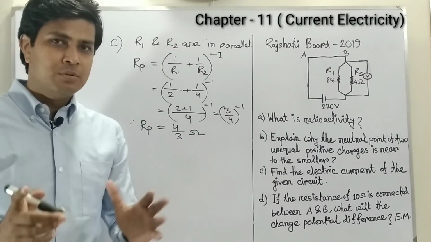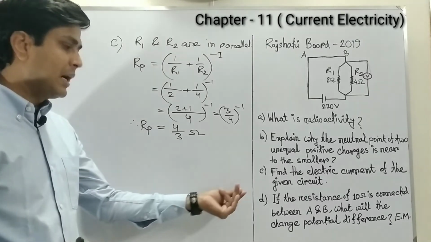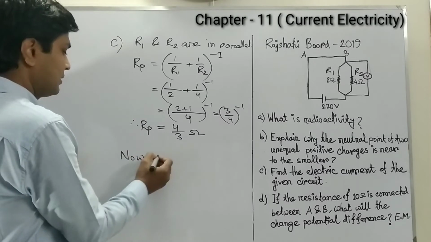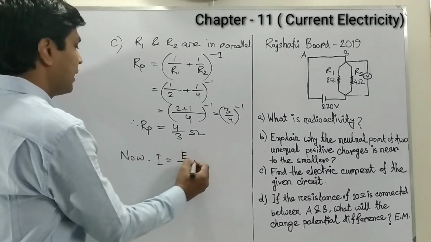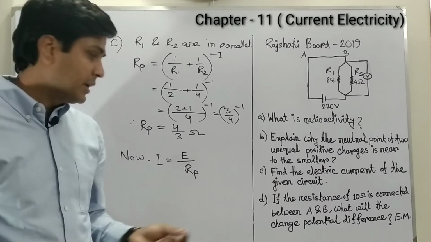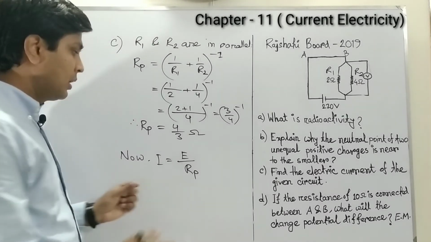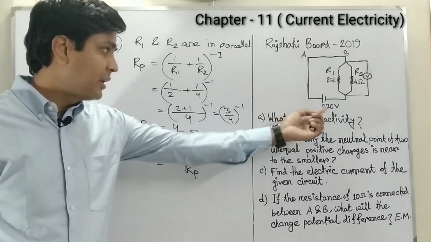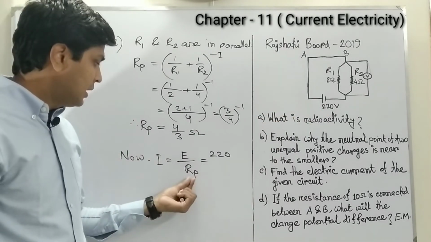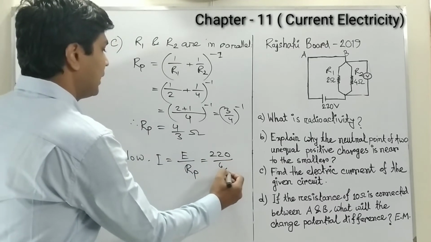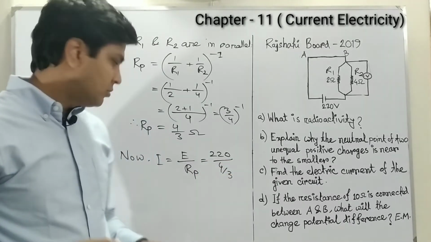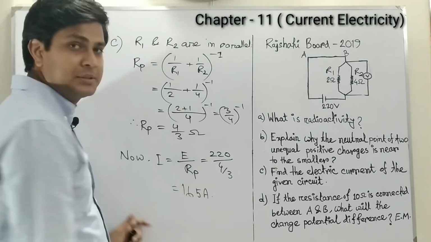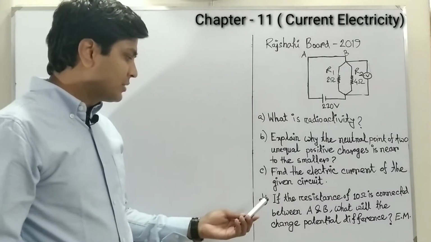Now we have to find out the current of the circuit, and we know the formula of current is I equal to E divided by R. Now we'll use here Rp, and if you put the value of electromotive force E given here, 220 volt, and Rp is 4/3, so the result will be 165 ampere.